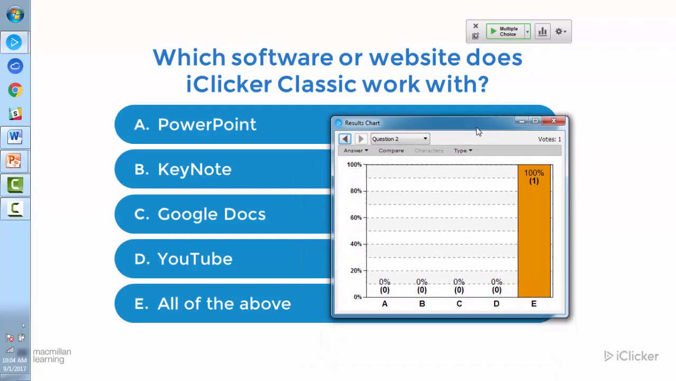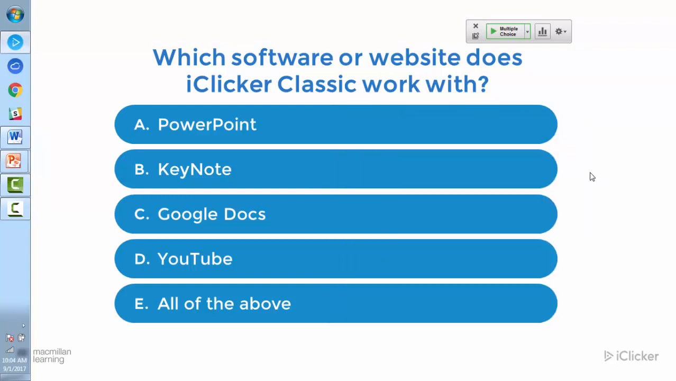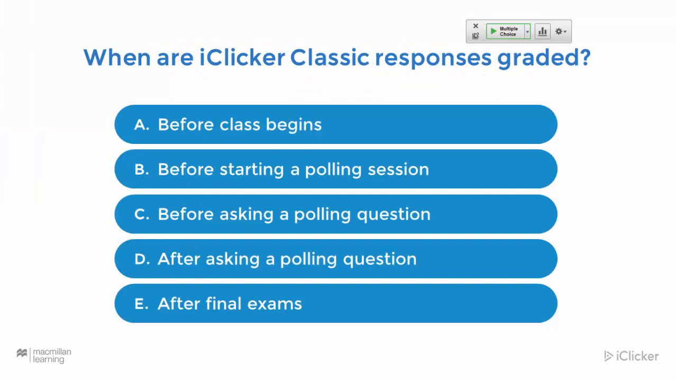And now, to indicate the correct answer, I simply touch the correct answer in my results window. Yes, iClicker works with any software or website. Even YouTube is fair game. Let me show you another question. All I have to do is make sure that the poll is set to multiple choice and to have a question here ready to be asked.